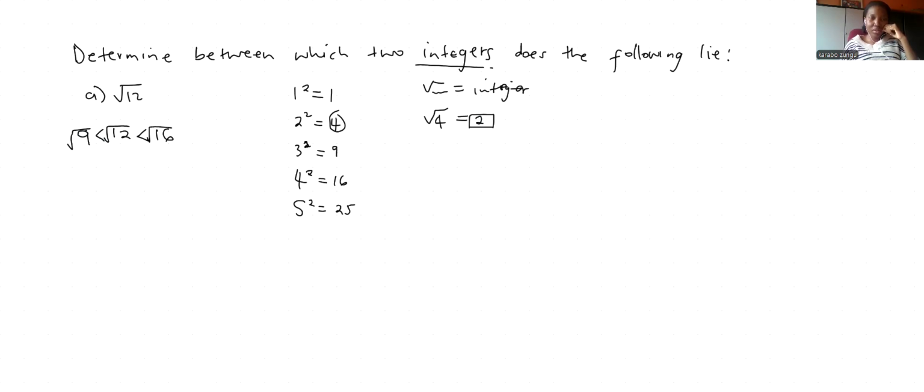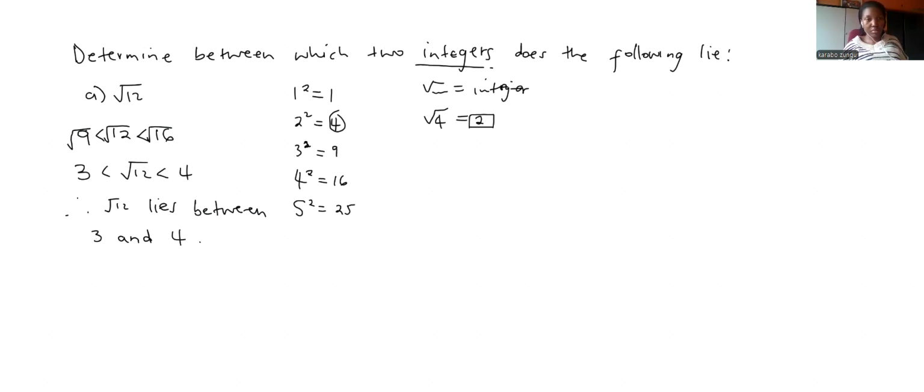What is the square root of 9? The square root of 9 is 3. And then the square root of 12 is the square root of 12. Remember, you're not using a calculator, so you wouldn't know. And then the square root of 16 is 4. Therefore, the square root of 12 lies between 3 and 4. Easy as ABC.